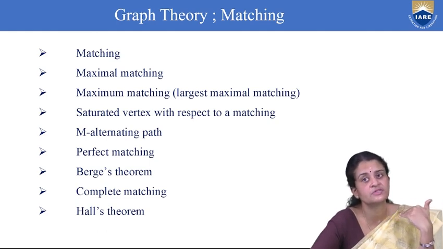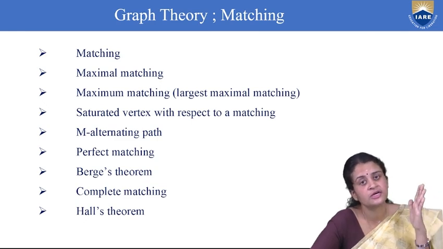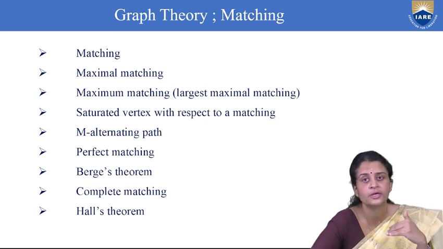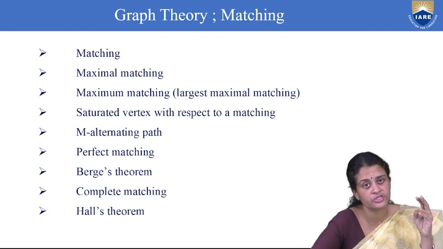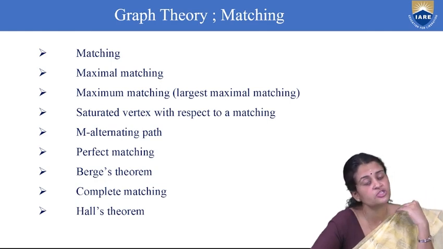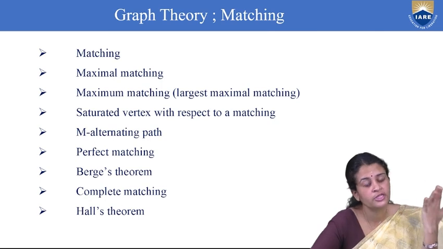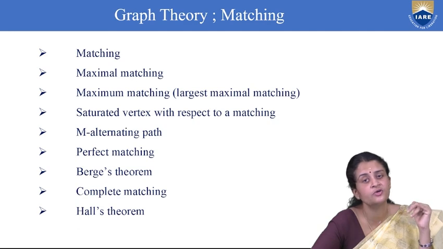A saturated vertex with respect to a matching means that vertex is an endpoint of an edge in the matching. Also, an edge is said to be saturated under M if it belongs to M. We have seen what an M alternating path is, and what a perfect matching is: a matching in which all the vertices are saturated under the matching. Then we saw Berge's theorem, complete matching, and Hall's theorem for the existence of complete matching.